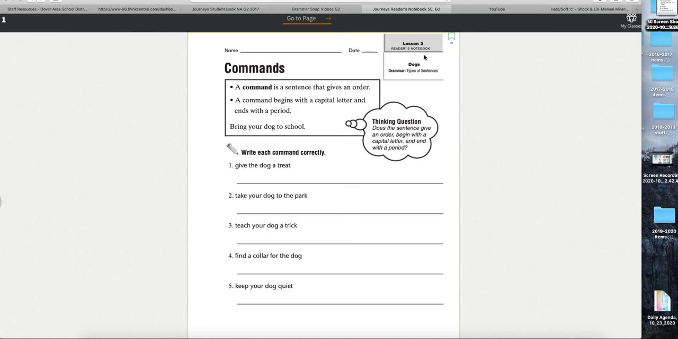Go ahead and do number 5. Yeah, by yourself. Go ahead and do number 5 when you finish number 4. Friends at home, you can do that too. Hold it up for me. So I want to see if we can remember what to do for number 5. It's the very last one. It says, keep your dog quiet. They probably say it a little bit more commanding. Keep your dog quiet.